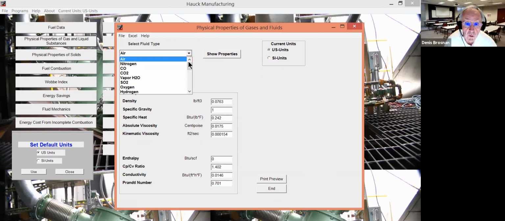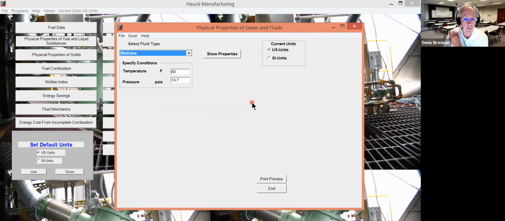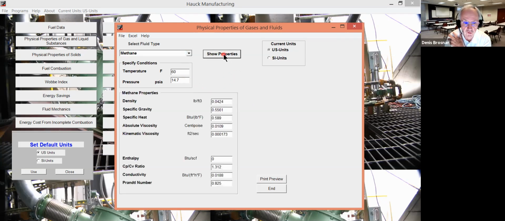We can scroll on down the bar, and eventually we're going to come down to other fuels that are interesting to us, including liquid fuels. So let's pick methane. In this particular instance, it's taking a temperature and pressure, and we have to click show properties to show something about the properties of methane.